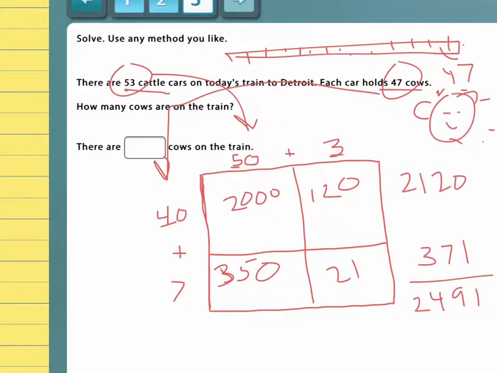And it's 2,491, and you check with a calculator, but I'll just use Alexa. Alexa, what is 53 times 47? 53 times 47 is 2,491. All right, so I got that correct.